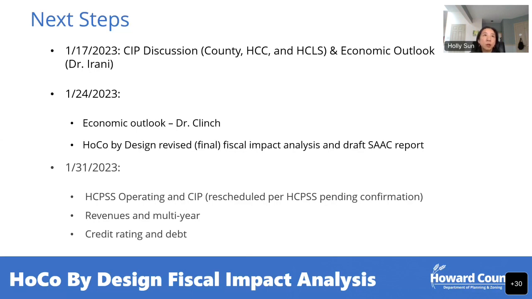So by the end of January, we'll have wrapped up both the HOCO by design fiscal impact analysis review from the committee, as well as the general discussion regarding next year's budget preliminary projections. Then in the month of February, a lot of the focus will be on recommendations, what are the things we need to include in the report, and crafting the report itself. So that's the general plan.